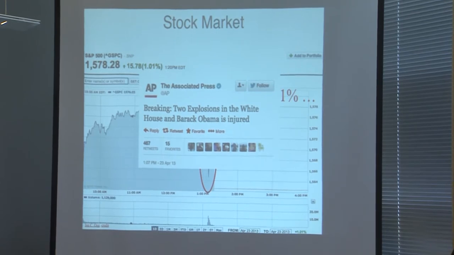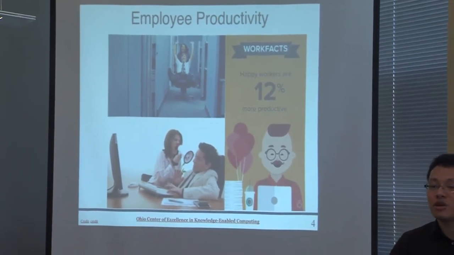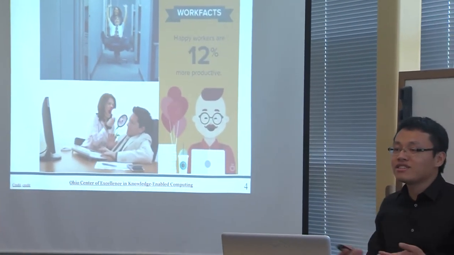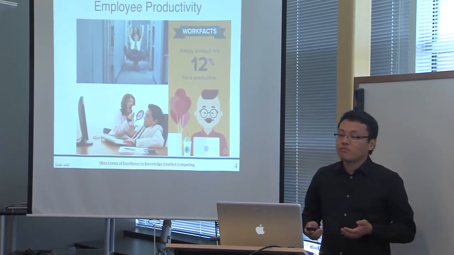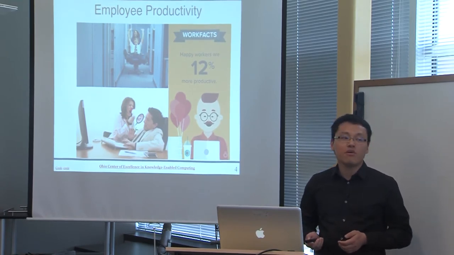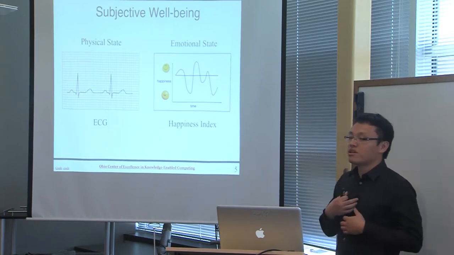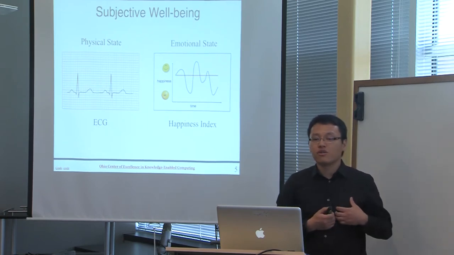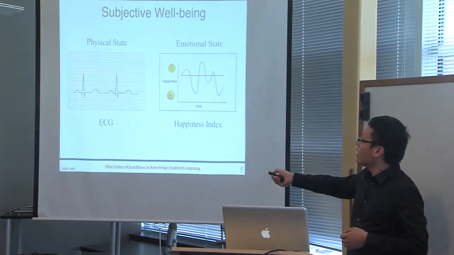When it comes to employee productivity, emotions also play a very important role. Happier employees are more productive, but if you are a sad employee, it will be the opposite. Besides employee productivity, let's take a look at our own well-being. When it comes to our physical condition, if you feel something is wrong with my heart, you will get an ECG checkup, and you will see these curves to see whether you are all right or not.